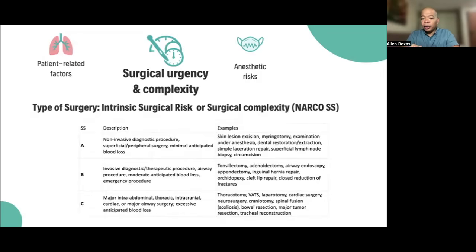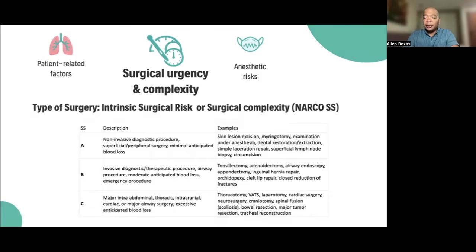Another useful framework to stratify surgical complexity would be what we call the NARCO SS surgical severity classification. This is based on the invasiveness of the procedure as compared to the one used by Nasser et al., which is based on a 30-day post-operative mortality.